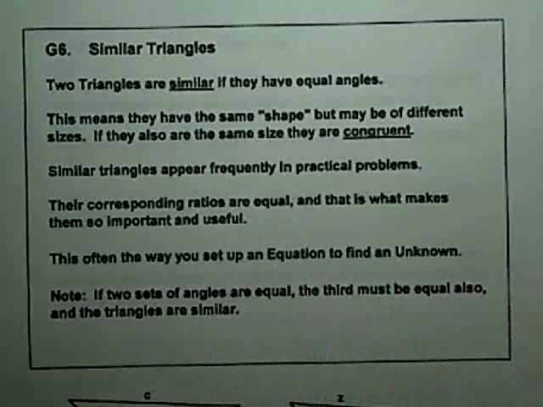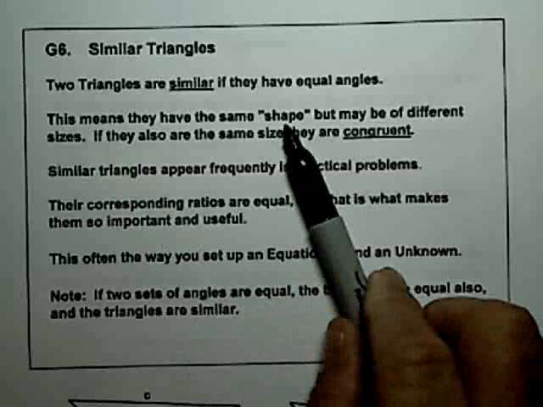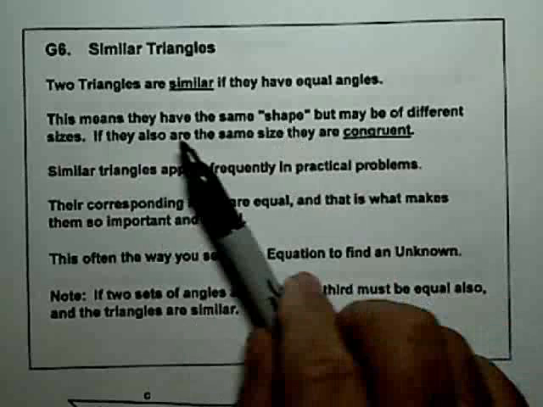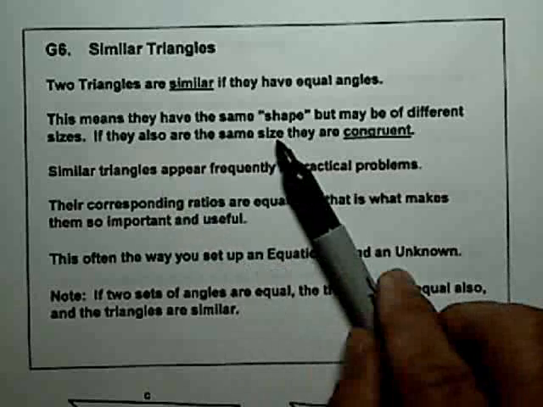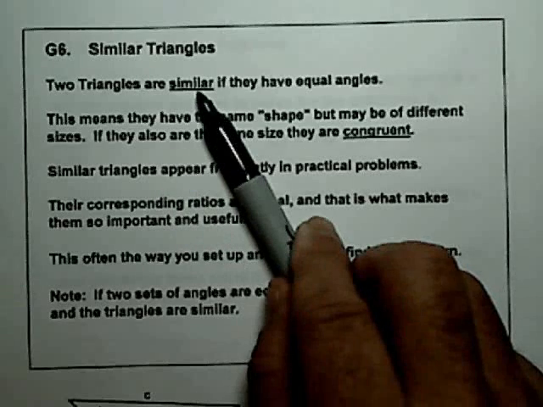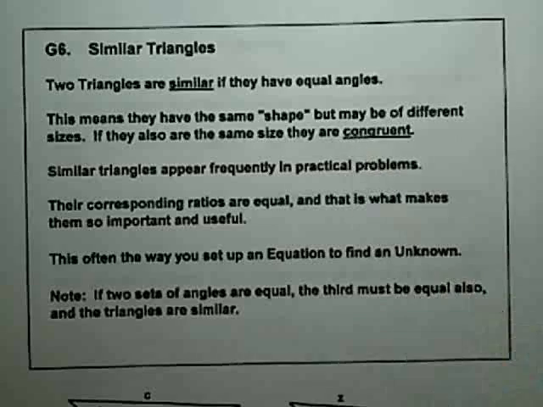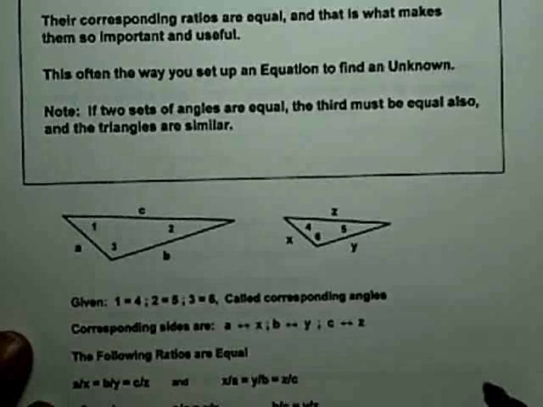That means that they are essentially the very same shape, but they're different sizes. And now, if they happen to have the same size, in addition to being similar, then they're going to be called congruent. But we're not going to worry too much about that. Similarity is what we are interested in, and here's an example.